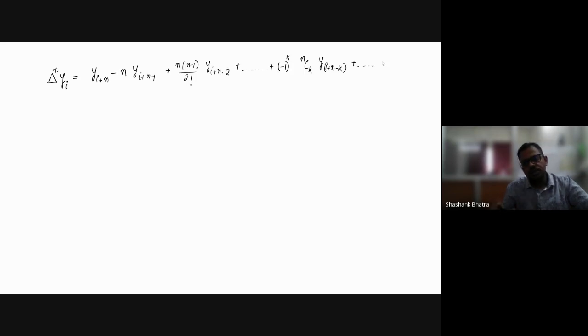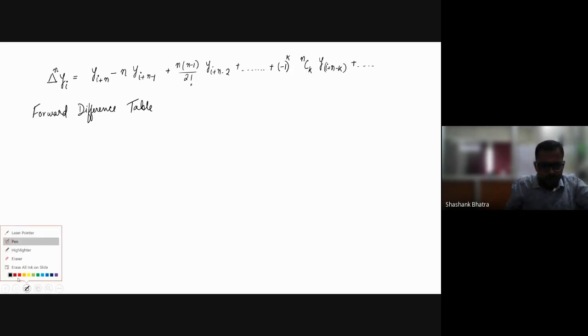So this is how we generate this forward difference. If I want to obtain the forward difference table, there will be x, y, then the first order, second order, third order, fourth order, and so on and so forth. We can go on and on.